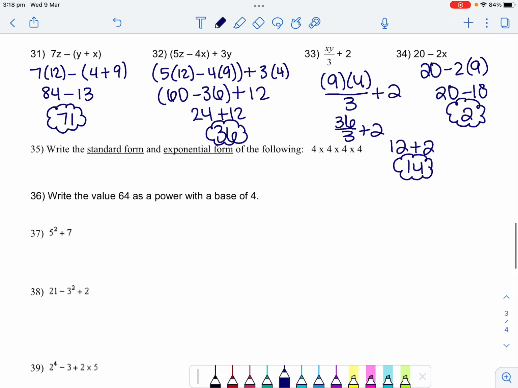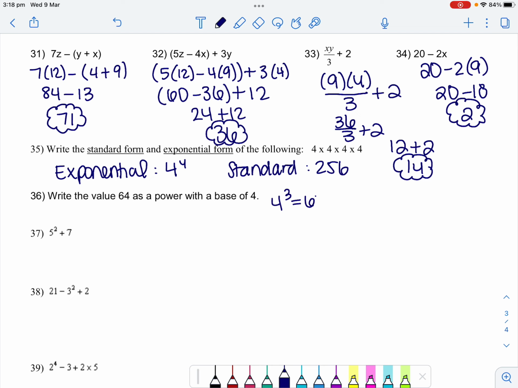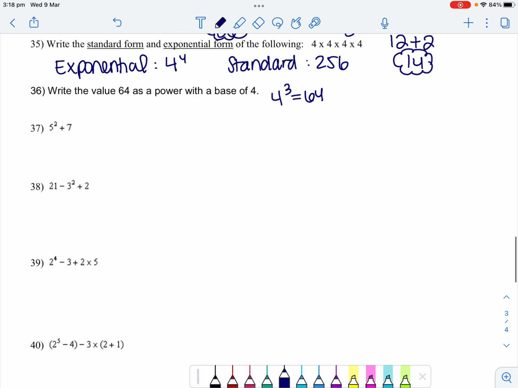35 says write exponential form and standard form. So exponential form is going to be 4 to the 4th power. Standard is going to be 256. 4 to the 3rd power is equal to 64. 37, 5 squared is 25, plus 7 is 32.